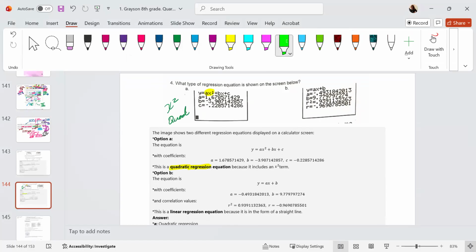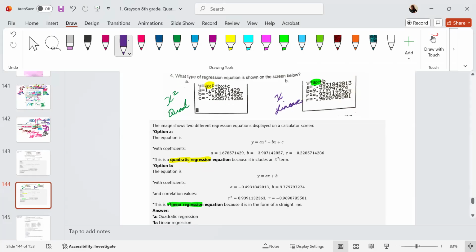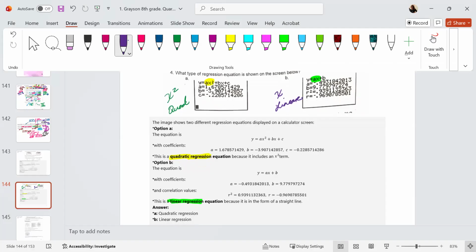Okay. Then looking at the b, do you see b? It's an ax right here. There's no x squared, right? So this one is a linear regression. Okay. So if it is just x, it's linear. Does that make sense? Okay. So that's all I really need to do.